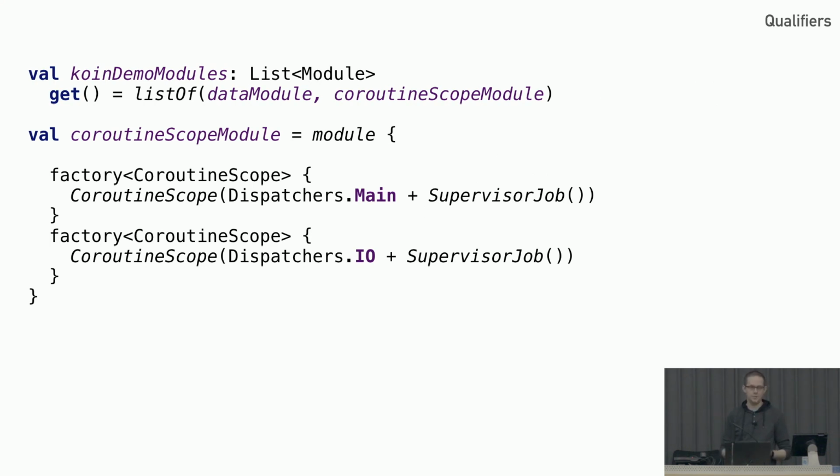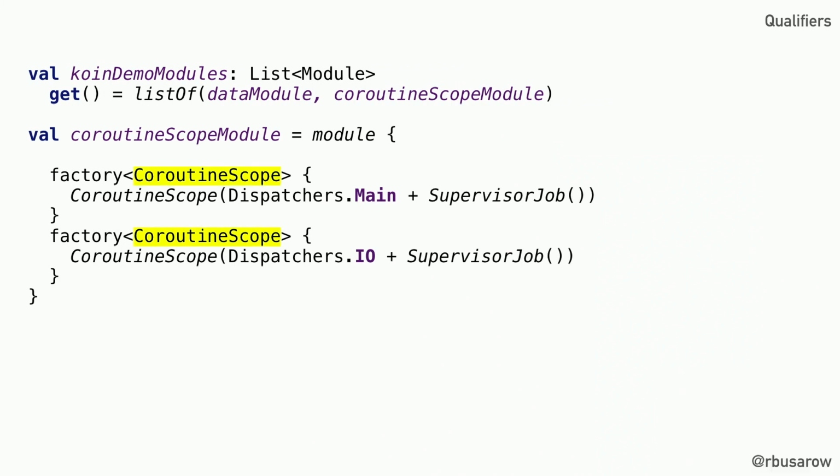So next up, we're going to talk about qualifiers. They're conceptually very similar to qualifiers in so many other libraries. Let's say you have two types in your graph, or two objects in your graph, which are actually of the same type. In this case, a coroutine scope. We have a coroutine scope that's using the default main dispatcher, and another one which is using I/O. But they're both of type coroutine scope.